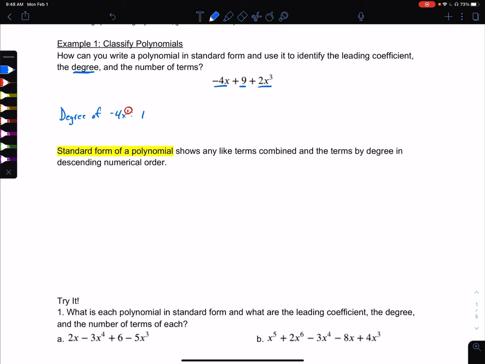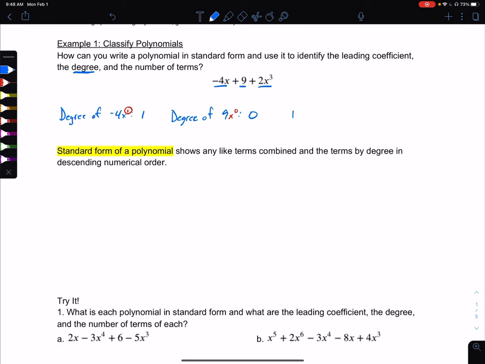Now our next term, and these aren't in order, we didn't put them in standard form. We're looking at the degree of 9. Well, 9 is technically our x to the 0 term. So the degree here for this one would be 0. So if there is no exponent up top there, think of that as your x to the 0.